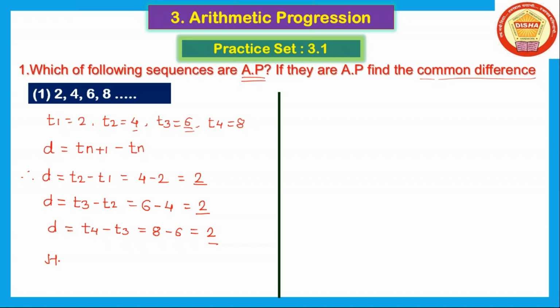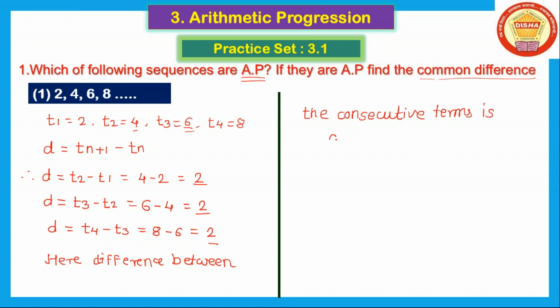Means here the difference between the two consecutive terms is constant. Difference is constant. Therefore, the given sequence is an AP.